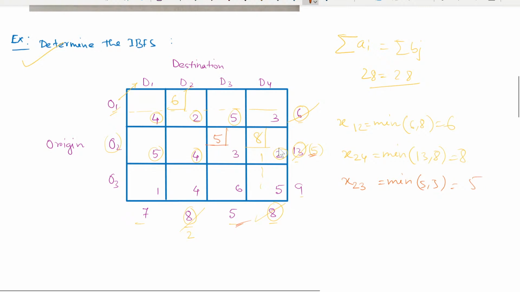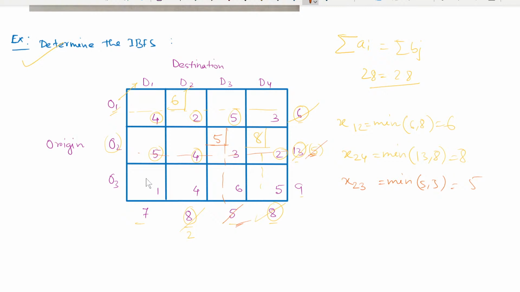Now the availability from the origin O2 is exhausted, and the demand of the destination D3 is also exhausted. So this is exhausted and this is exhausted. Now we go to the next row, the third row, and find the minimum element, and these two cells are already exhausted.